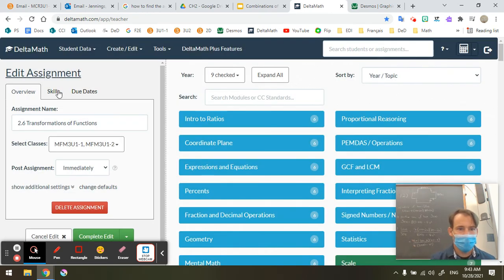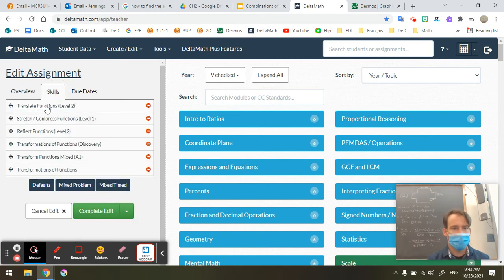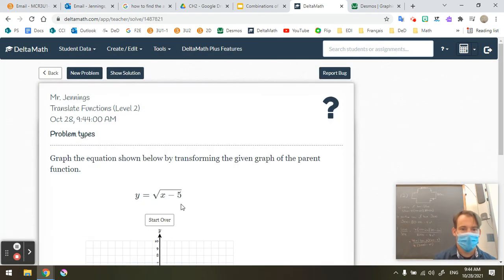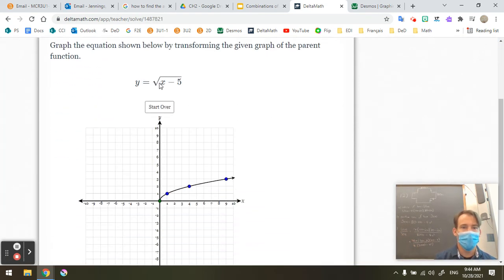So let's take a look at how you can do the transformations of functions skills that we're practicing. For the first skill, I'll give you a rundown on some of these questions, and you can take a look at how I approach them. Here we have the equation y is equal to the square root of x minus 5. They have been so kind as to graph the parent function for us, and all we need to do is now graph the function with x minus 5.